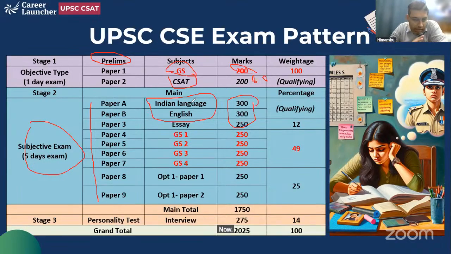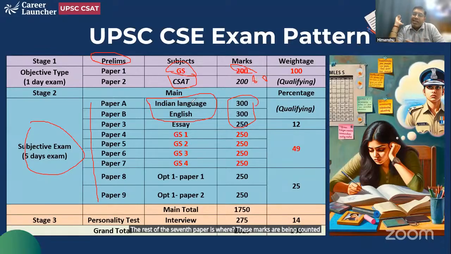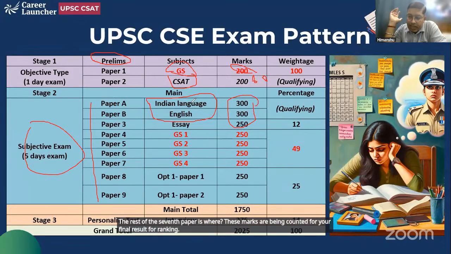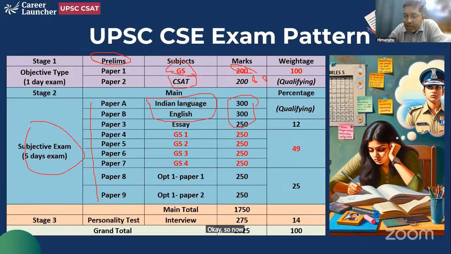Now, you have given your language paper, you have scored more than 75. Now comes the other 7 papers. So a total of 9 papers are there in mains, 2 are language papers. The other 7 papers are where the marks are counted for your final result for ranking.